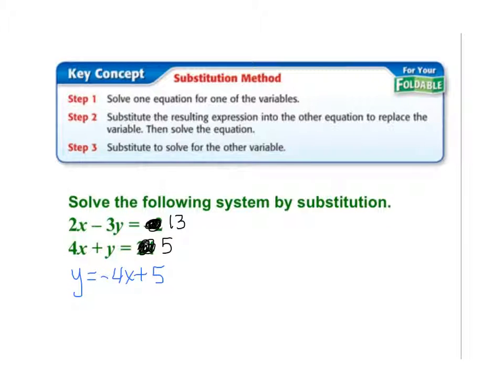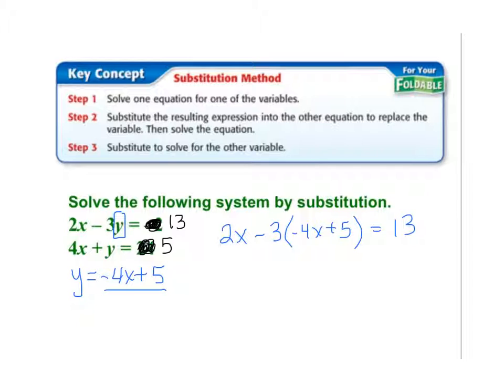Step 2 says substitute the resulting expression into the other equation to replace the variable. So here's the other equation. Notice that the other equation has a y in it, and we're going to substitute this expression for the y. So I have 2x, that stays the same, minus 3 times, I'm going to leave some room, equals 13. And in the parentheses, I'm going to substitute negative 4x plus 5 and solve for x.